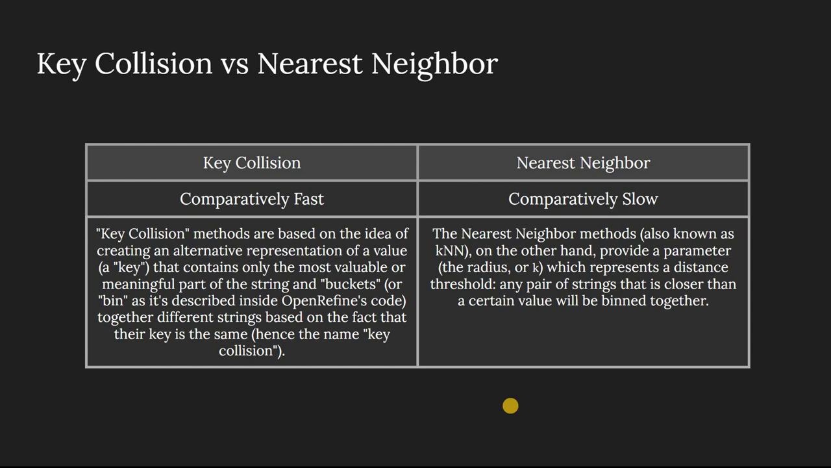On the other hand, nearest neighbor is comparatively slow. The nearest neighbor methods, also known as kNN, provide a parameter, the radius or k, which represents a distance threshold. Any pair of strings that is closer than a certain value will be binned together.